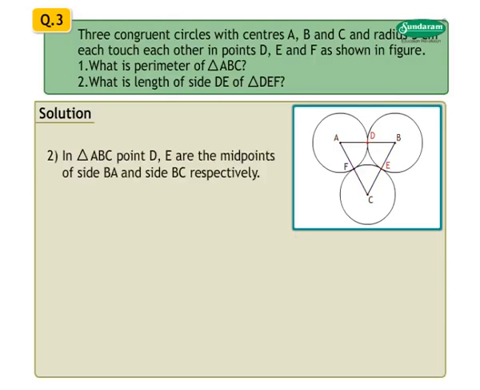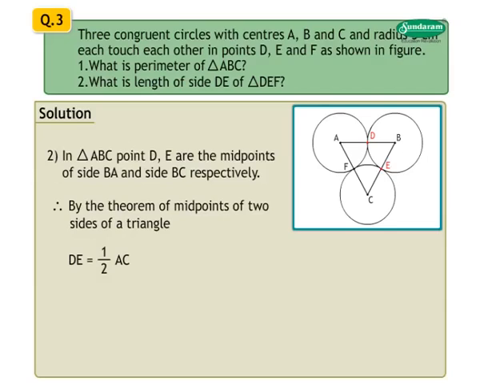Number 2, in triangle ABC, points D and E are midpoints of side BA and side BC respectively. Therefore, by the midpoint theorem of two sides of a triangle, DE = half of AC = half of 10 = 5 centimeters.